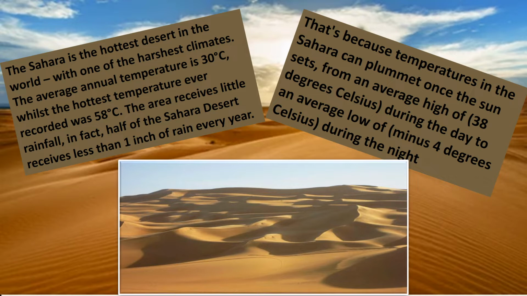The area receives little rainfall. In fact, half of the Sahara Desert receives less than 1 inch of rain every year. That's because temperature in the Sahara can plummet once the sun sets, from an average high of 38 degrees Celsius during the day to an average low of minus 4 degrees Celsius during the night.